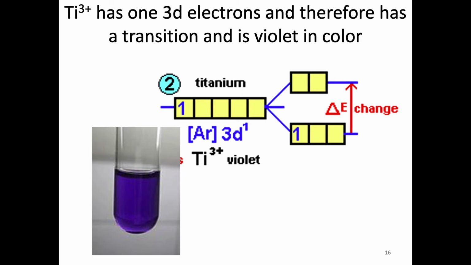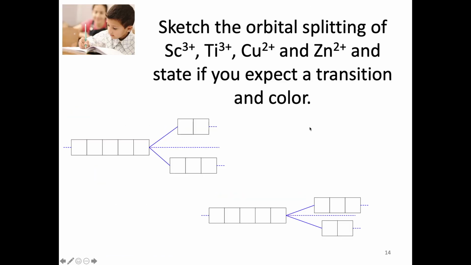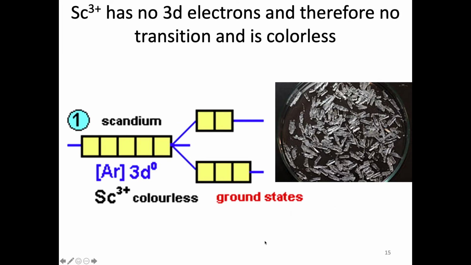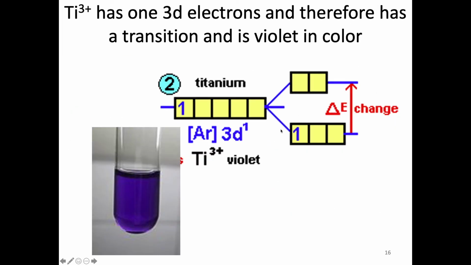And so here, in this case, we have the XY, YZ, and ZX here at the bottom. And so if we go back, that tells us that we are in octahedral, right? So this is octahedral coordination here. So if we have the one electron here, then everything else is blank. And so this has the potential for an electron transition, and it in fact produces a material. Titanium 3+ materials tend to be colored. And in this case, this one is violet.